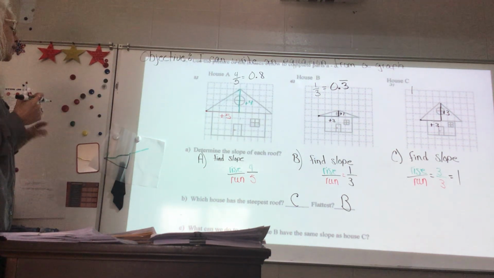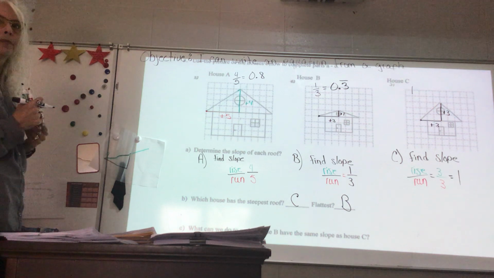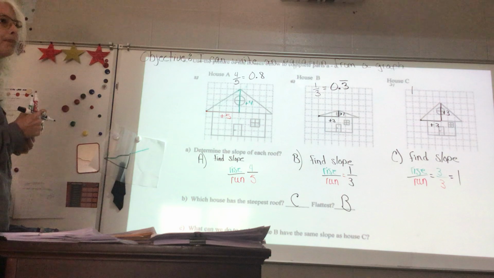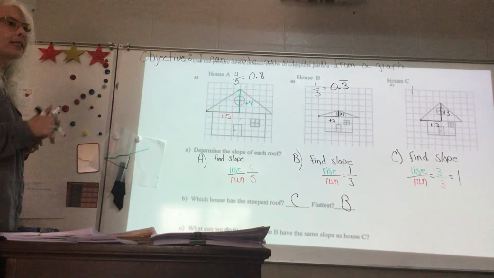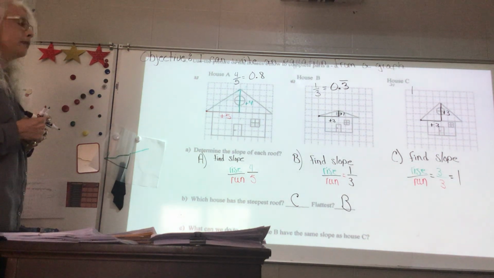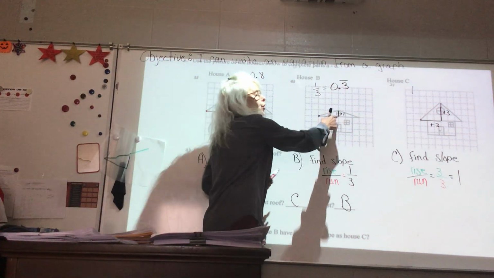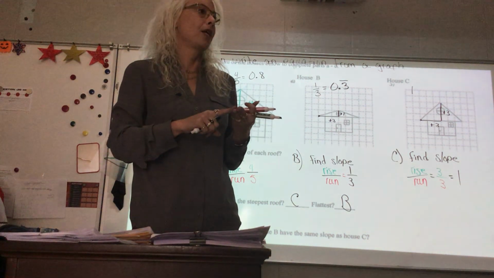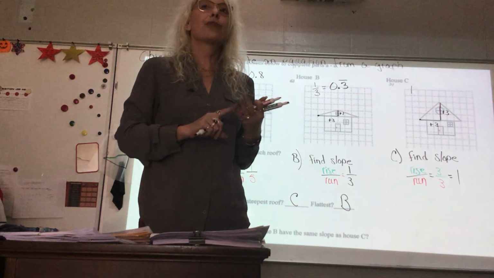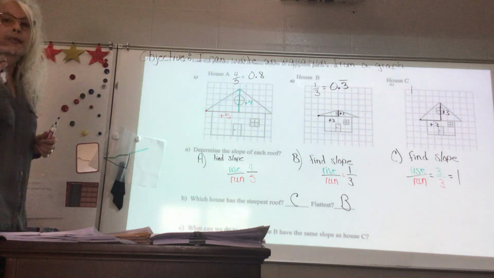Part C, what could we do to make house B have the same slope as house C? What could we do to house B's roof to make it the same as house C? Yes, Braden? Increase the rise by 2. Not only did he tell me increase the rise, he told me exactly how much. That is a perfect answer. Increase the rise by 2. Absolutely. Go ahead and stop the video. Yes, sir.